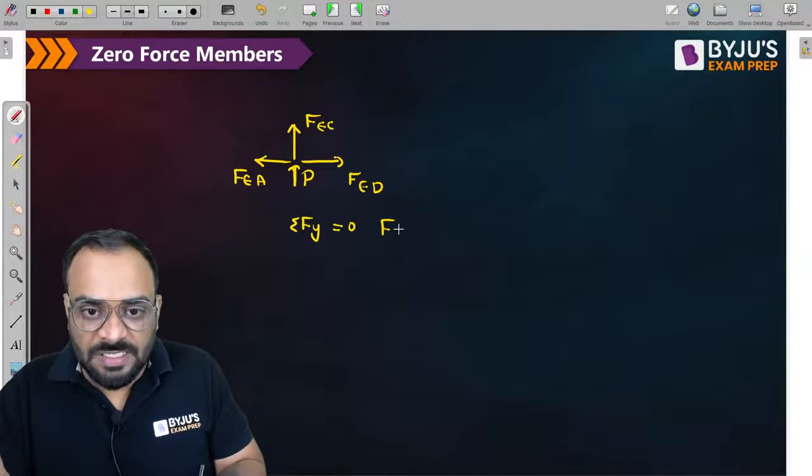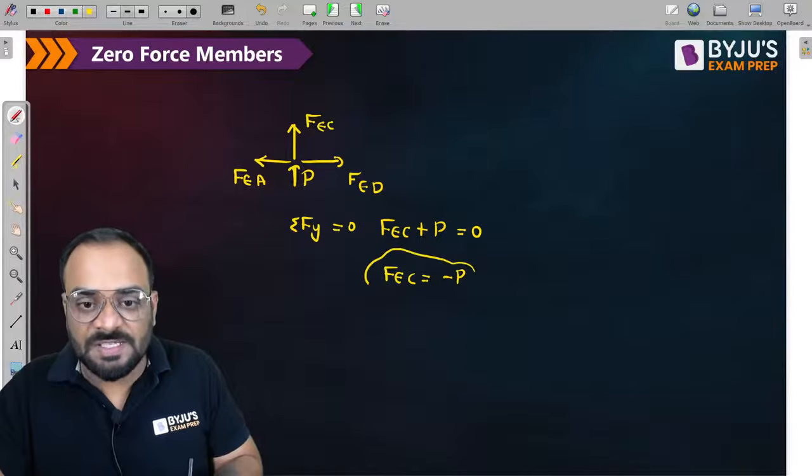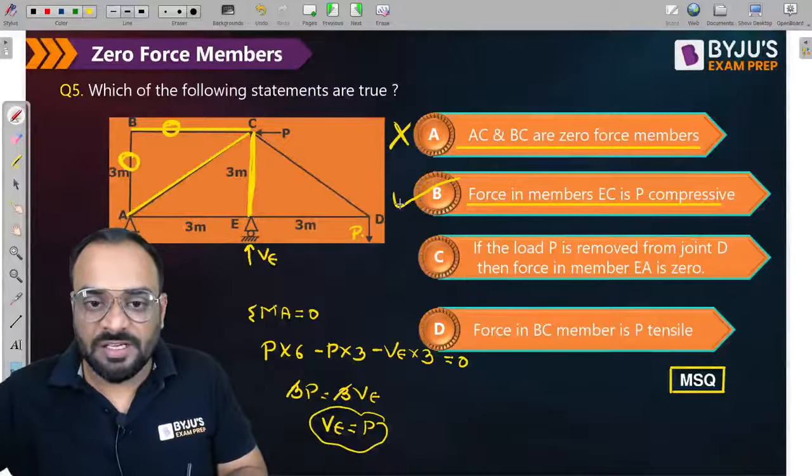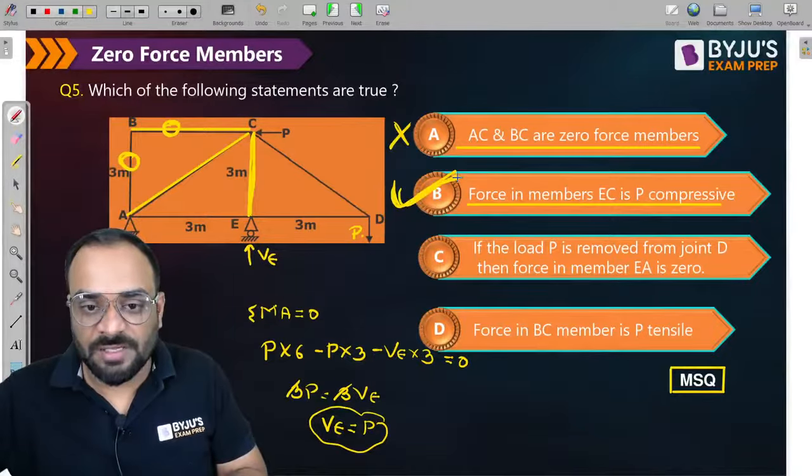That means FEC plus P is equal to 0. So FEC is equal to how much? It is equal to minus P. That means it is compressive in nature. And that's why this option can be correct. This option can be correct, right?